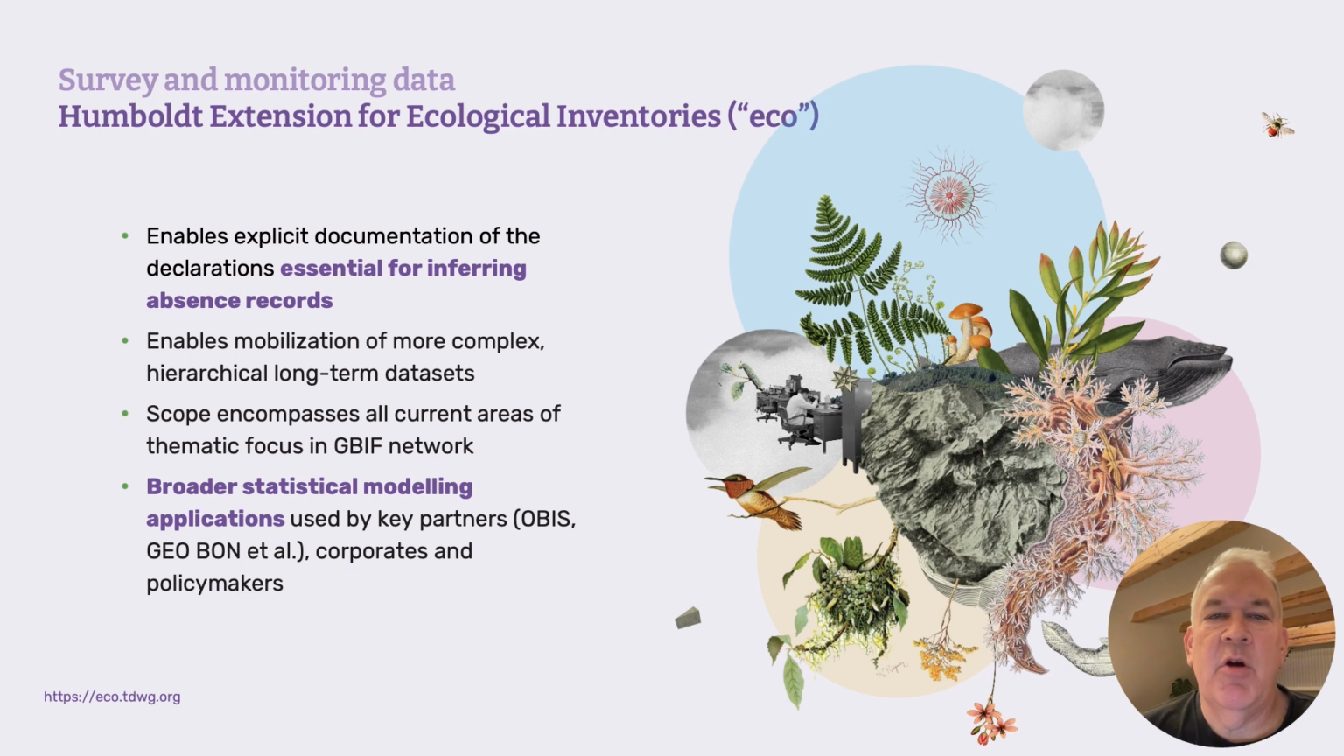Not only does this enable our network to support and mobilize more complex, hierarchical long-term data sets, the changes also happen to align with current areas of interest and focus across the network, from metabarcoding data to camera traps to freshwater and marine data. This richer data type will enable us to support more complex modeling and trend analysis of interest to many of our key partners like OBIS, GEO BON, and eBird, among others, as well as the companies and policymakers who need to monitor change in biodiversity over time and across many different scales.